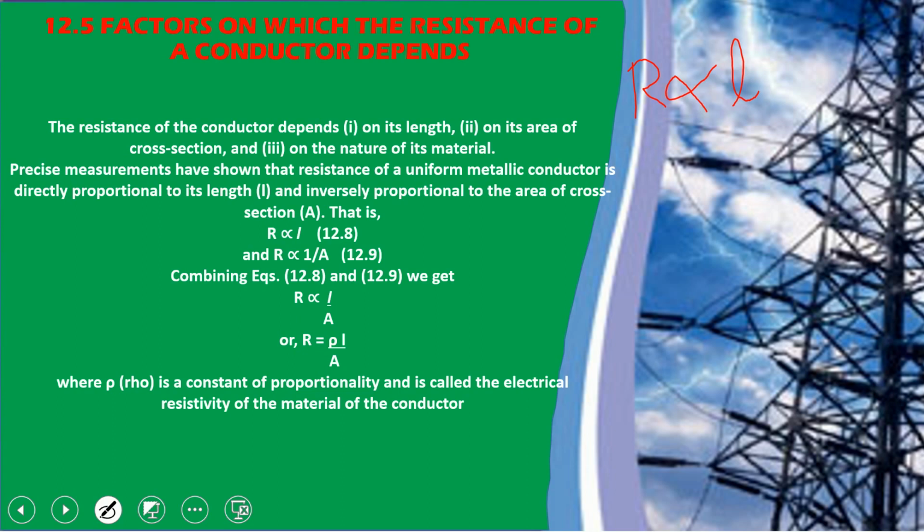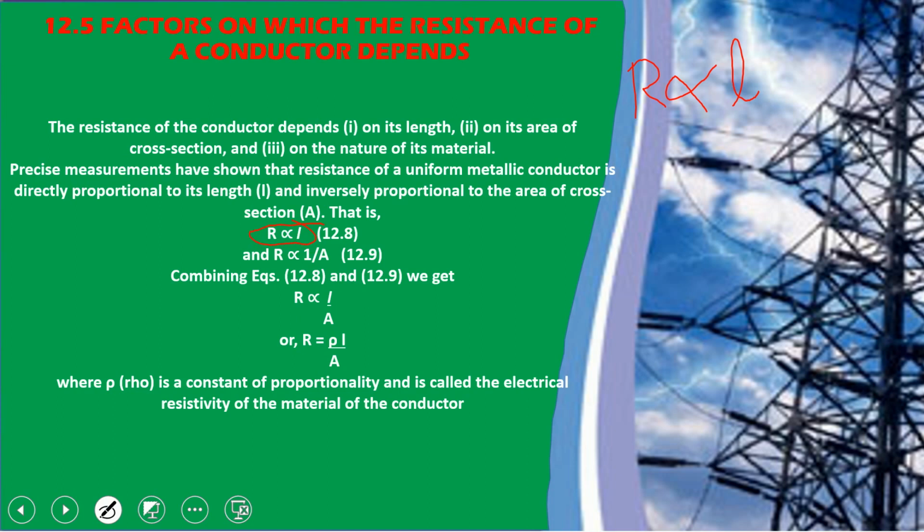Understand? Why so? Because if the length of the conductor is increased, resistance also will increase. If the length is decreased, resistance will decrease. So it is called directly proportional. So the resistance is directly proportional to the length of the conductor.